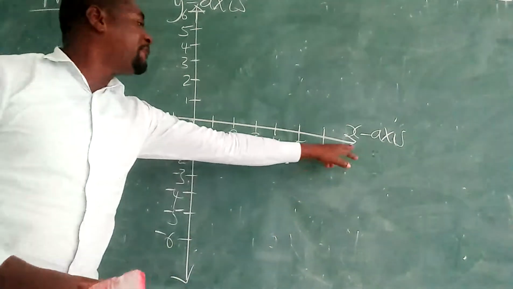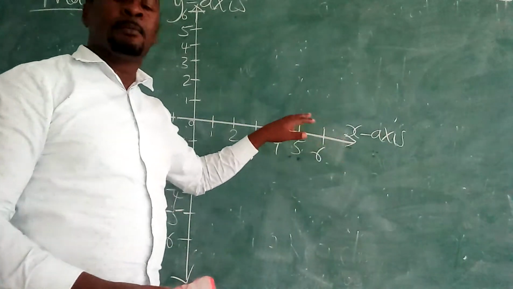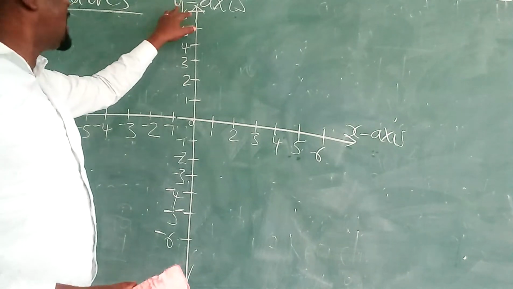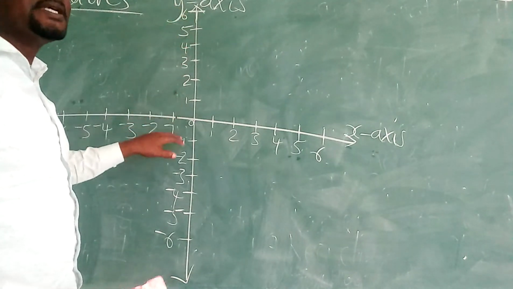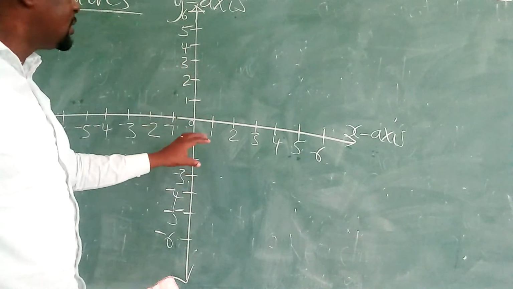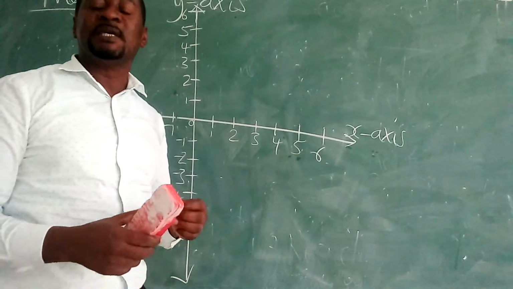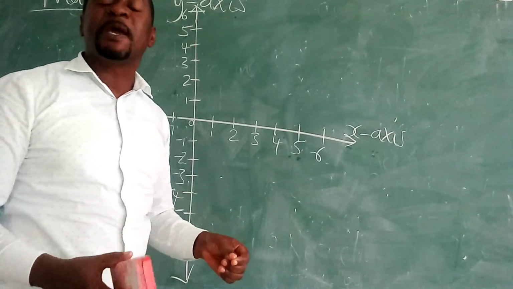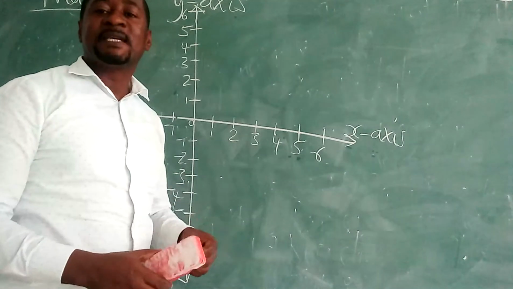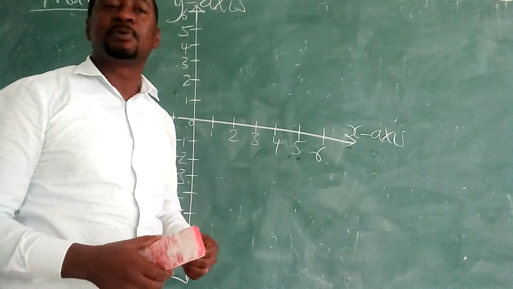I've told you that the x-axis has positive numbers and negative numbers, and the y-axis too has positive and negative numbers. When we are drawing, the intervals between the numbers should be the same. And you don't use a pen to draw the lines and the numbers. We use a pencil to draw.